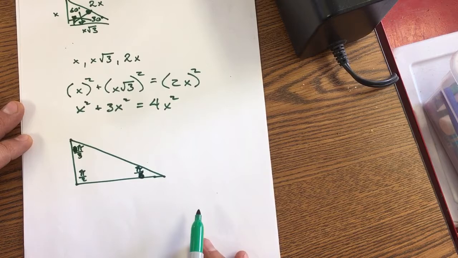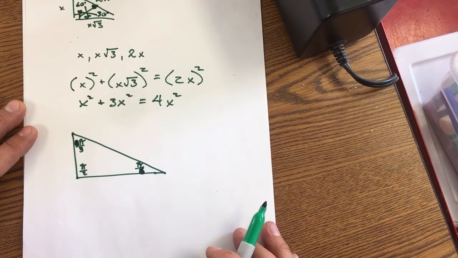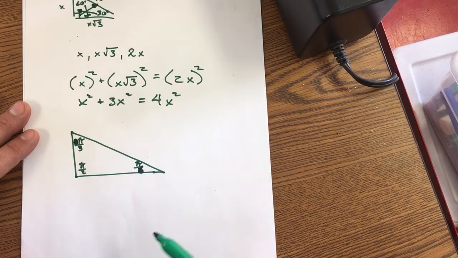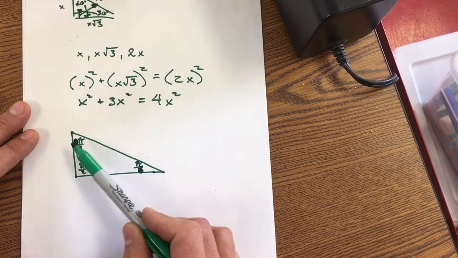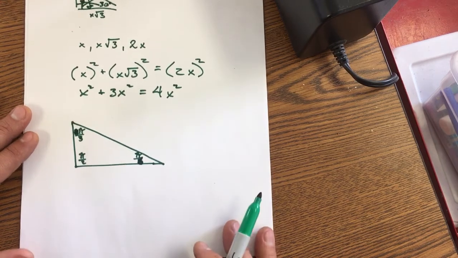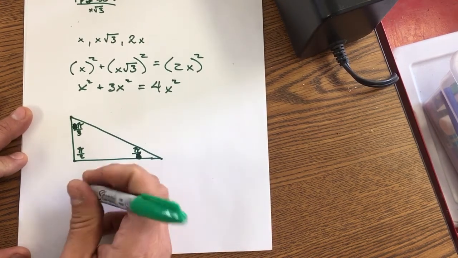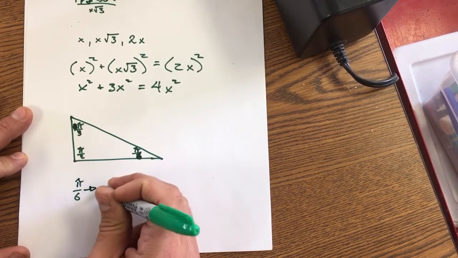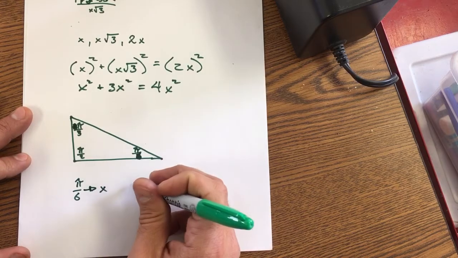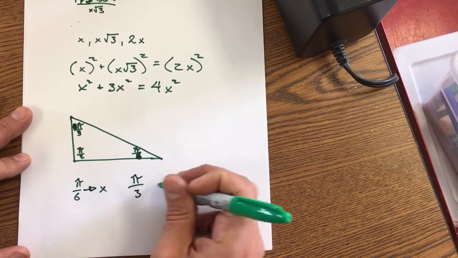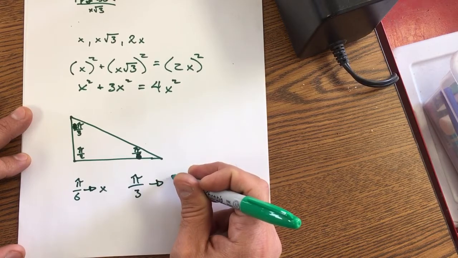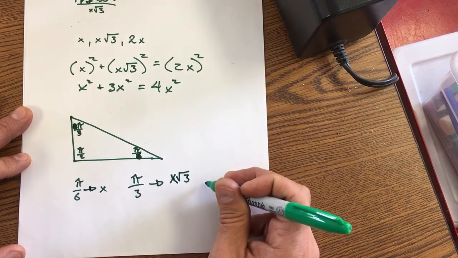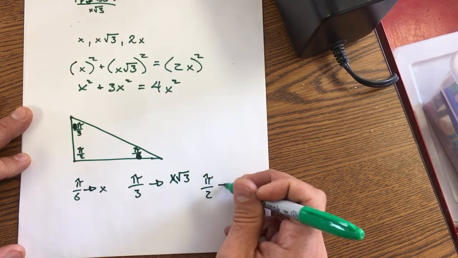Okay, so when we're talking about these, we're going to talk about them as special right triangles. And when we say that it's a special right triangle, this is one of the special right triangles that we're going to refer to. But we're not going to refer to them as 30, 60, 90 because we're really looking at pi over 6, pi over 3, and pi over 2 as our angles, okay? But our correspondence is still the same. So the side that's across from the pi over 6 is going to be x. The side that's across from the pi over 3 is going to be x square root of 3. And the side that's across from the pi over 2 is going to be the 2x.